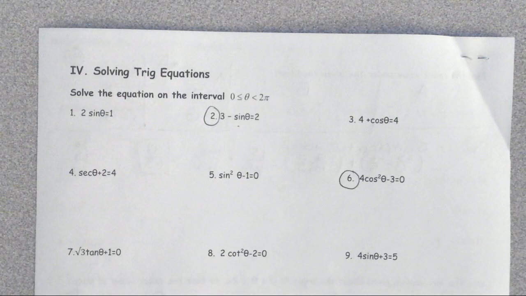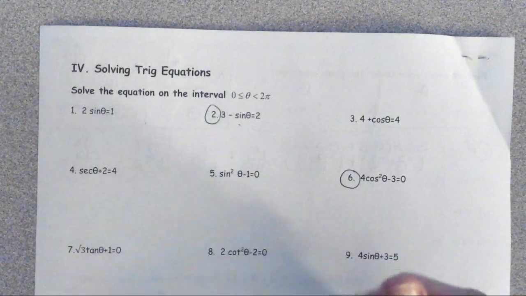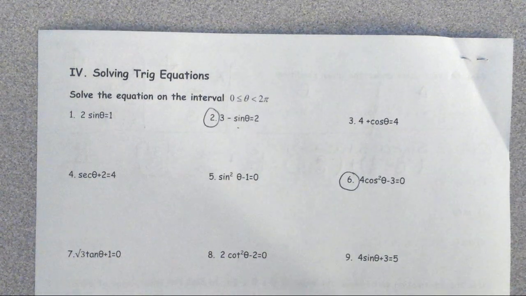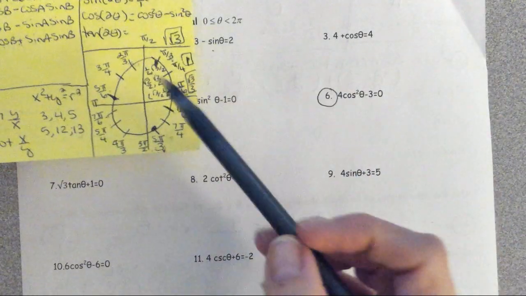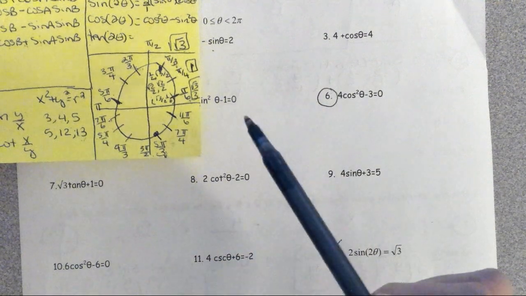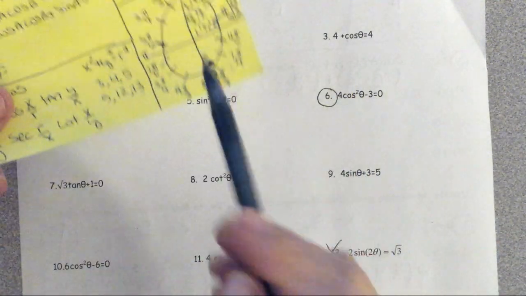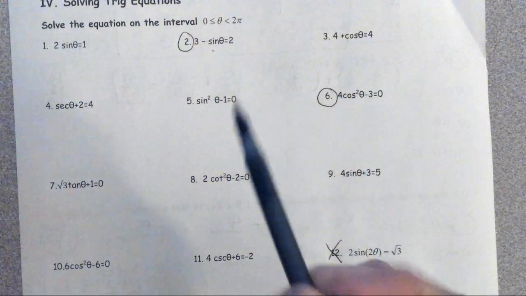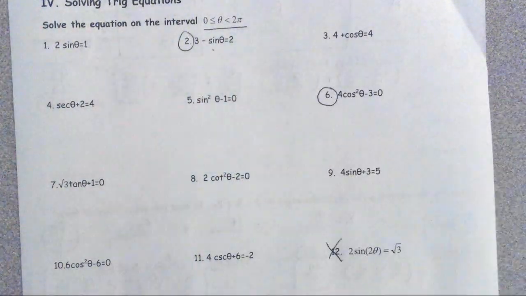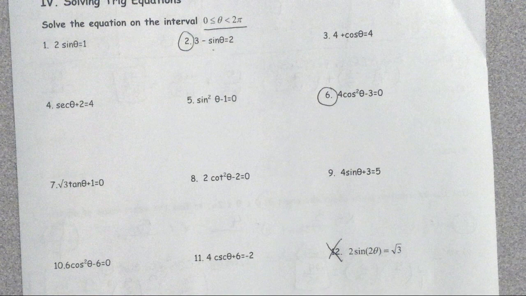All right, so let's go to the back. The back is all about solving trig equations. Notice that none of these problems have an inverse sine. So that means all these problems are on the whole circle, not a part of the circle. So we're not going to do anything like this. We're going to use the entire circle on the back. So they want my answers between 0 and 2 pi. So everything's going to be in radians.